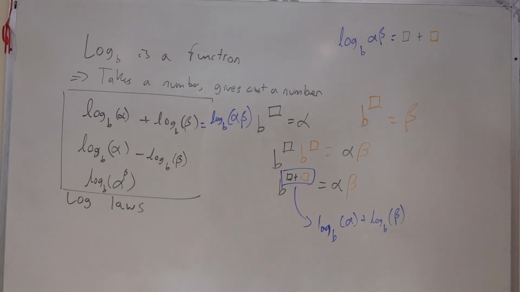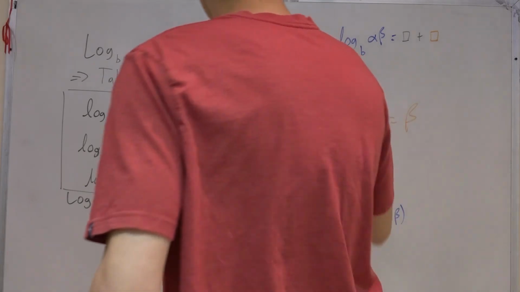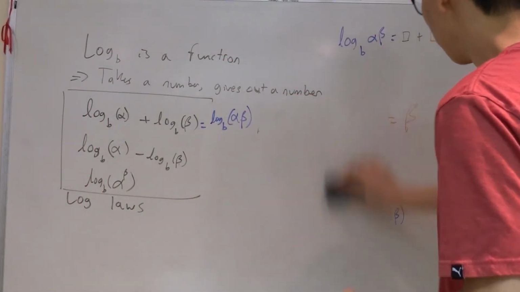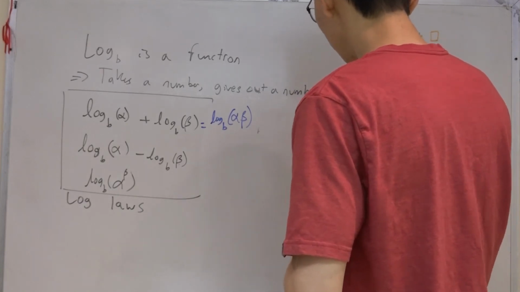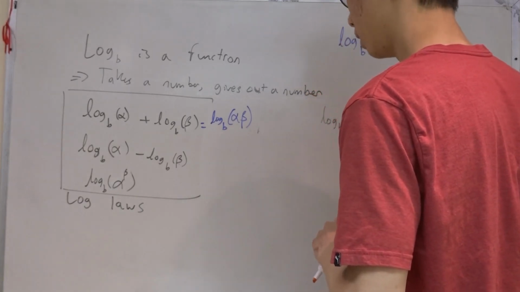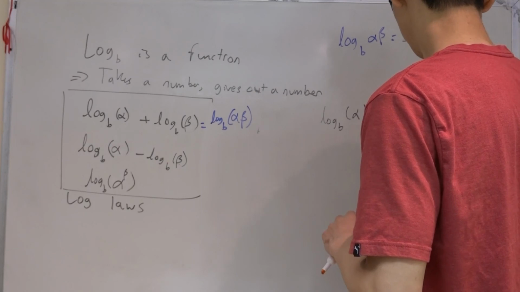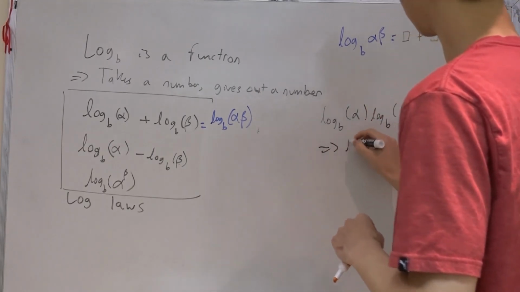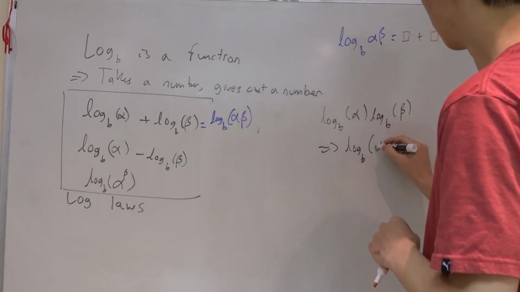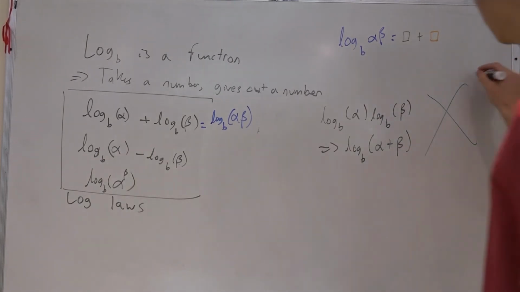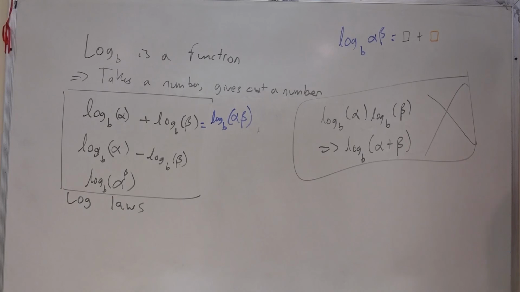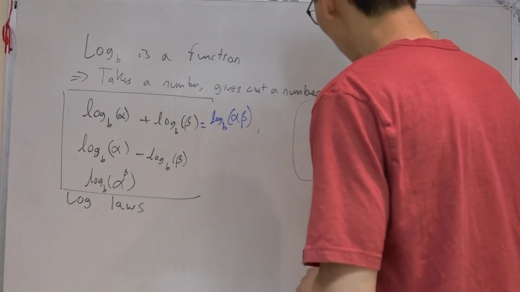Now, let me tell you what they mix it up with. They mix it up with this: log B alpha times log B beta. And they think that this is the same thing as log of alpha plus beta. Not true. This here is one of the biggest mistakes people make with logs.